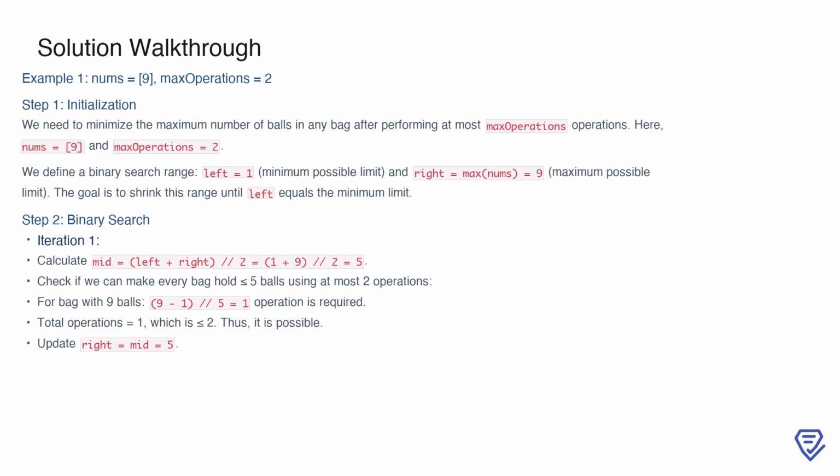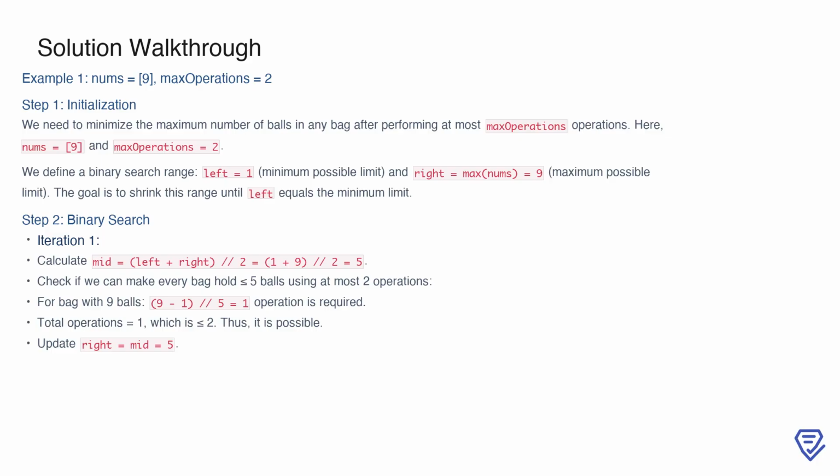We start by defining our search range. The lower bound, left, is set to 1, representing the smallest possible number of balls in a bag, and the upper bound, right, is set to the maximum number of balls in any bag, which is 9 in this case. The search will continue until the bounds converge. In the first iteration, we calculate the midpoint, mid, as 5. This represents a potential maximum limit for the number of balls in a bag.